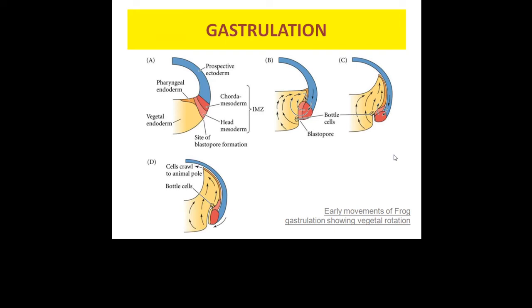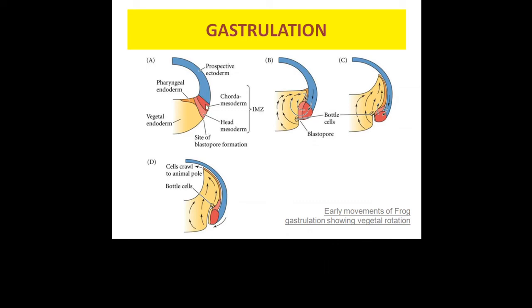Now this figure shows early movements of frog gastrulation showing vegetal rotation. The color coding is same and is maintained in all the figures. The blue one shows prospective ectoderm, the yellow one shows prospective endoderm, and the red shows prospective mesoderm. Now as we talked earlier, the grey crescent region, which is the area 180 degree opposite the sperm entry site, is the region where gastrulation is initiated. So this is the site of blastopore formation, where gastrulation will be initiated and blastopore will be formed, as we will see.